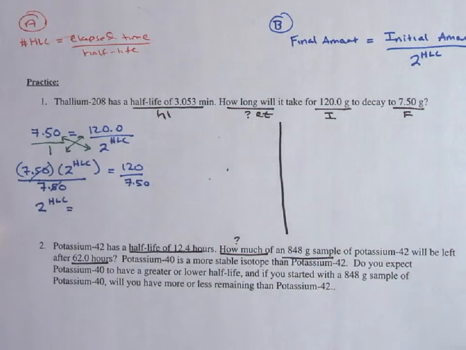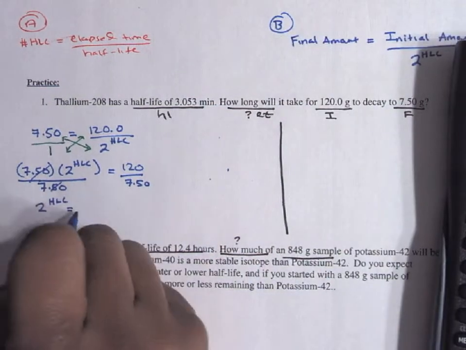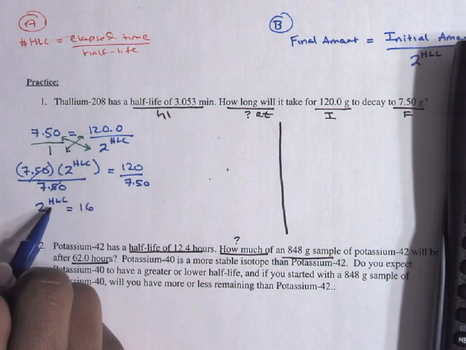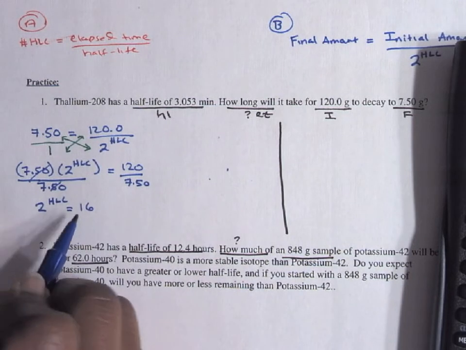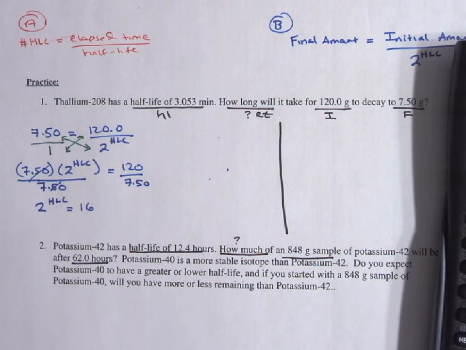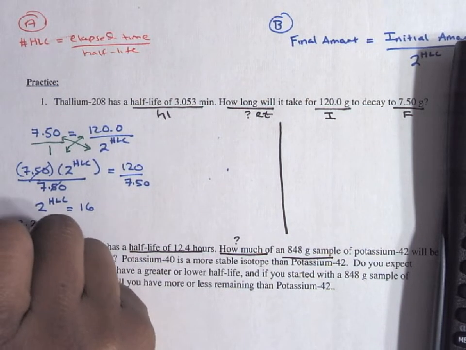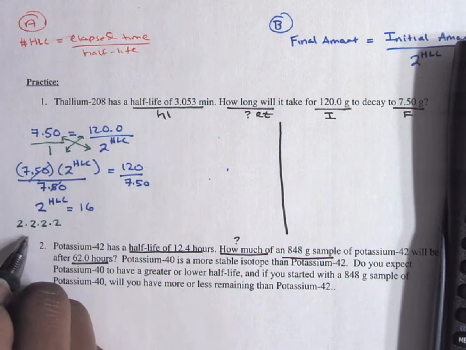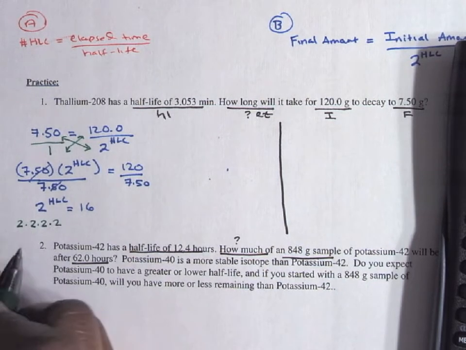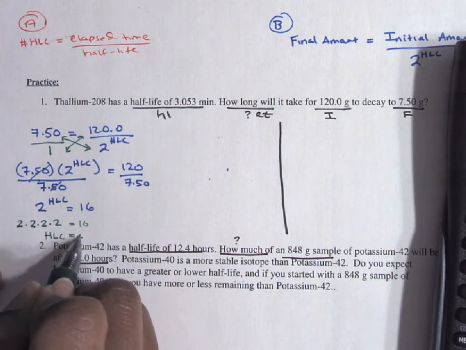When I divide 120 by 7.5, I get 16. So what I have now is 2 raised to the power of HLC is equal to 16. I can solve for HLC using mental math. Why don't you give that a go? If you were using mental math, you would try to figure out how many times you multiply 2 by itself to get to 16, and the answer is 4. 1, 2, 3, 4 times I multiply 2, and that will give me 16. So that means HLC is equal to 4, and you could stop there.